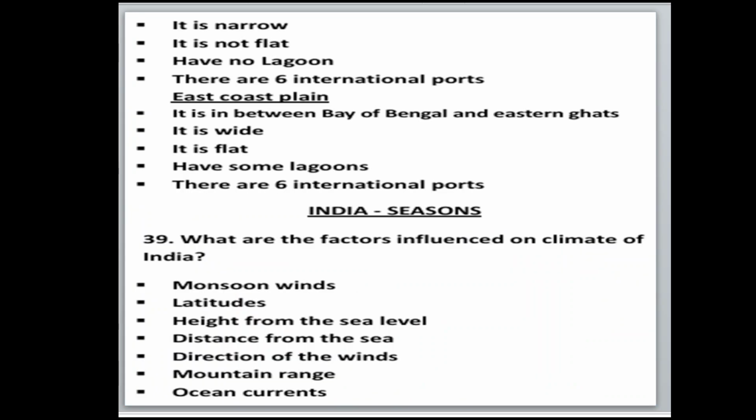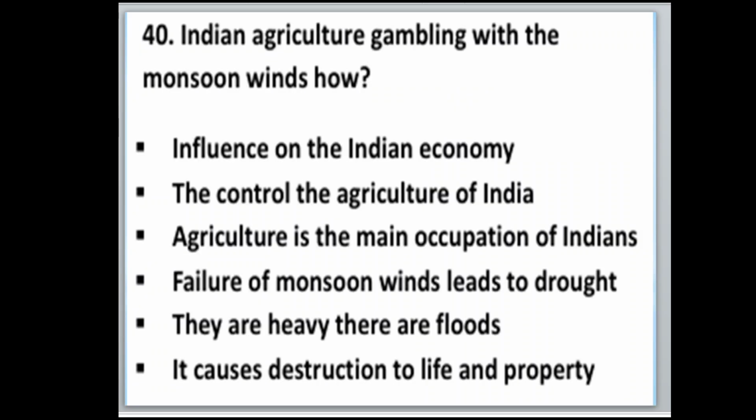India, seasons. What are the factors influencing the climate of India? Monsoon winds, latitude, height from the sea level, distance from the sea, direction of the winds, mountain ranges, and ocean currents.